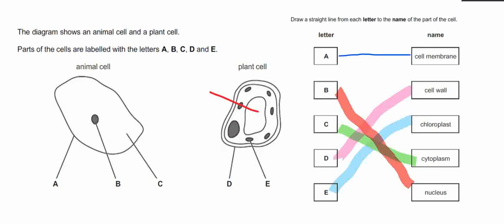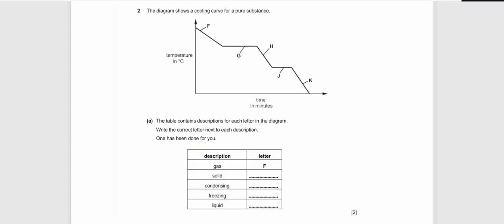Well, this large shape in here is a vacuole. A plant cell has a large vacuole. And that's it. Let's move on to the next question. Now we are in question number 2.